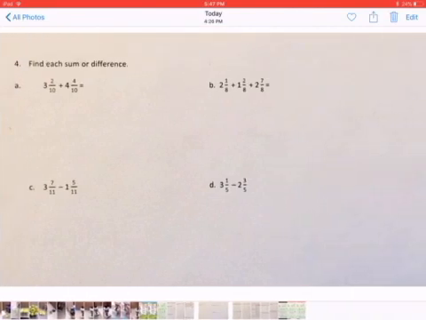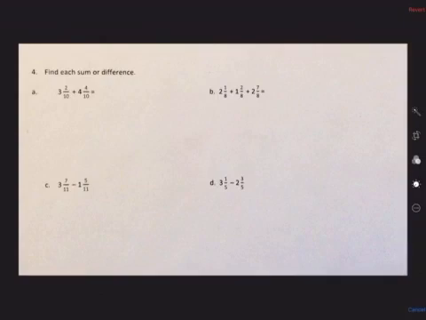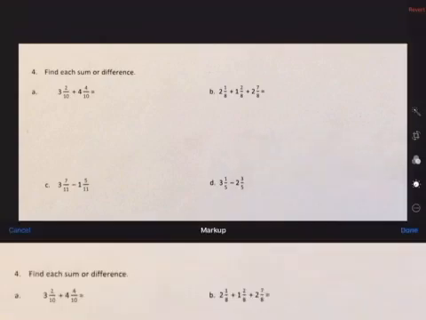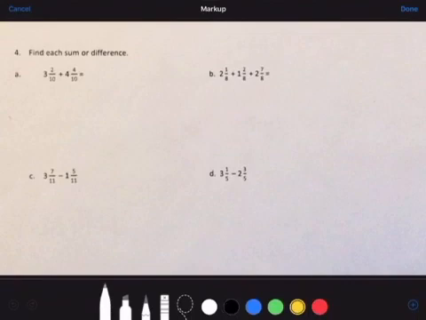Number 4, find each sum or difference. So the biggest problem I have with this one is that children will just add them all and not notice that C and D are both subtraction, right? So be really careful when you get to C and D that you subtract because they're different, okay? Find each sum or difference.